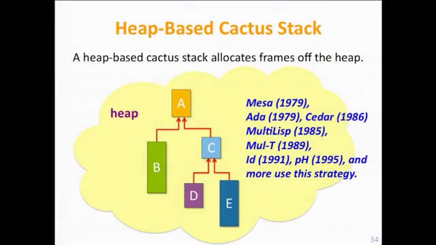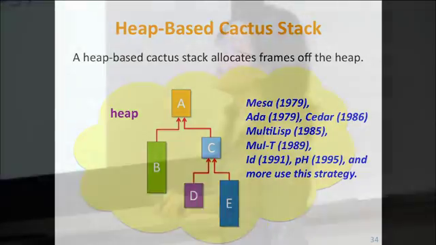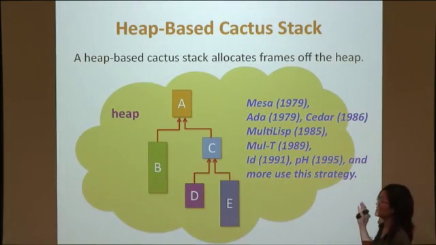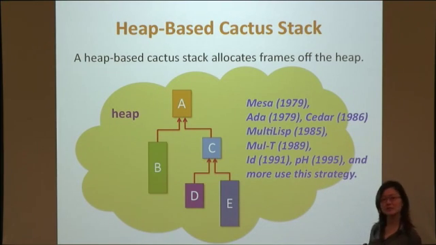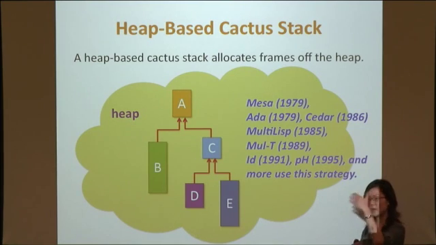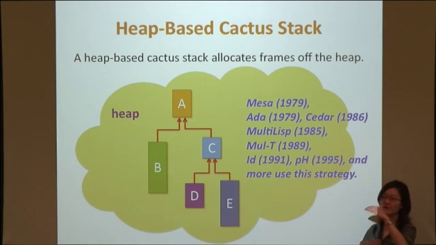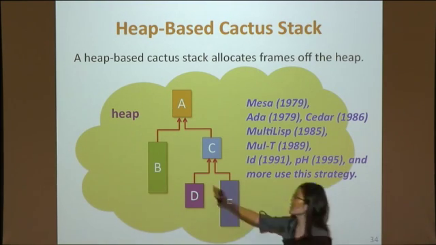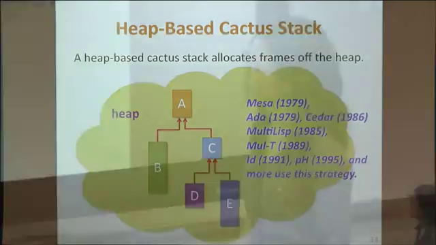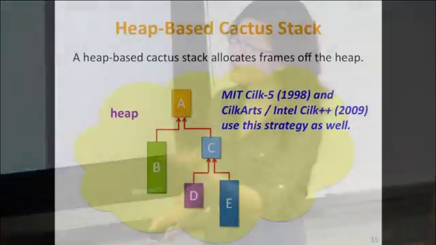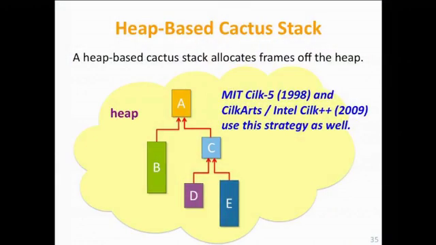Now, obviously, people have been building parallel languages for many decades. So what do they do? Well, in many parallel languages, when they use a cactus stack, they basically build a heap-based cactus stack. What that means is that when a function becomes active, you allocate the frame in the heap. So the parent and the child are not allocated in contiguous space, but rather you have a pointer from the child pointing back to the parent so you know where to return to. And this includes Cilk-5 and Cilk++.